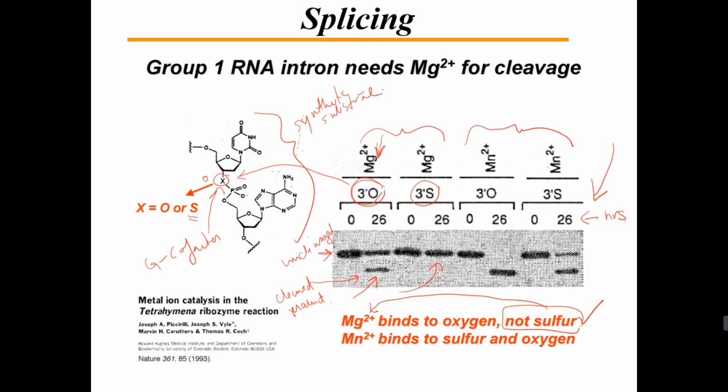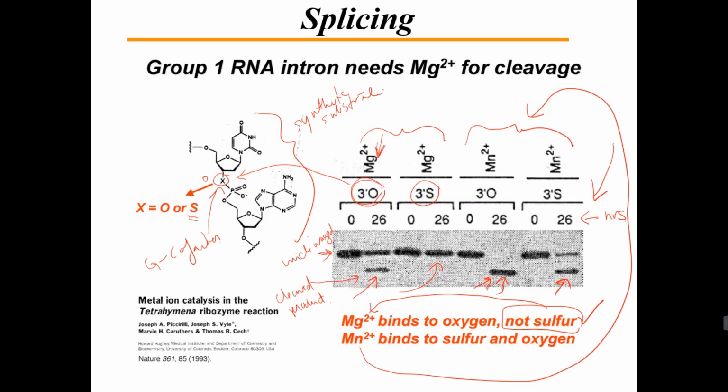Okay, and then as a positive control, they used manganese as the second set of experiments, because manganese will actually bind to both sulfur and oxygen. Okay, and you can see that in the presence of manganese, both of these synthetic substrates were cleaved after 26 hours, and we actually see a much stronger, complete cleavage in the presence of the manganese ion with the oxygen atom as well.